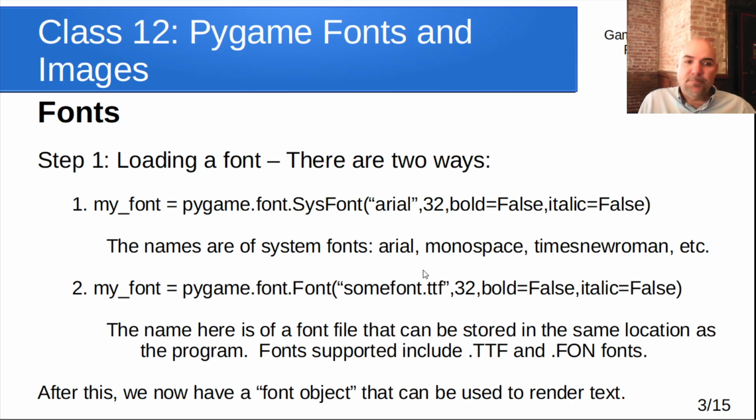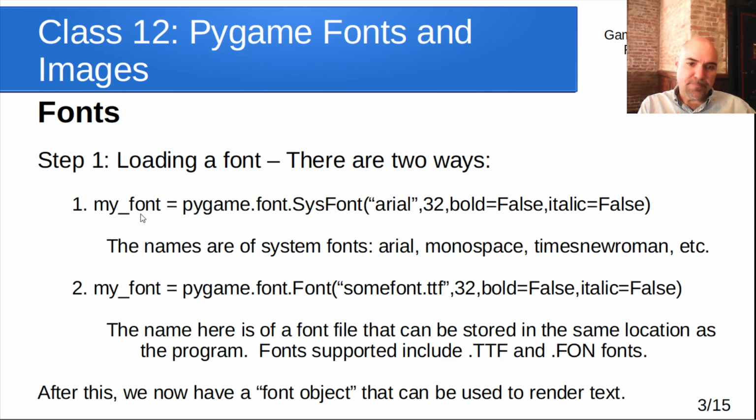Okay, so step one, first we're going to focus on font. So step one is loading the font. And what a font is, that's not text at that point. It's just a font that we can use to then draw text later, or render text later. So there are two ways in Pygame to load a font, and they are as follows.